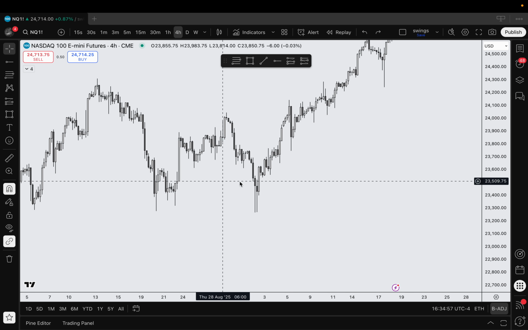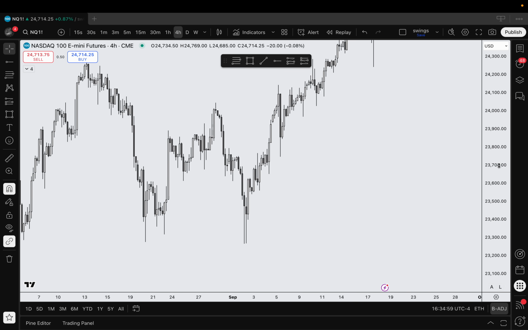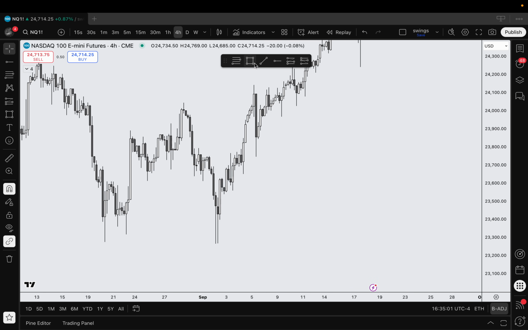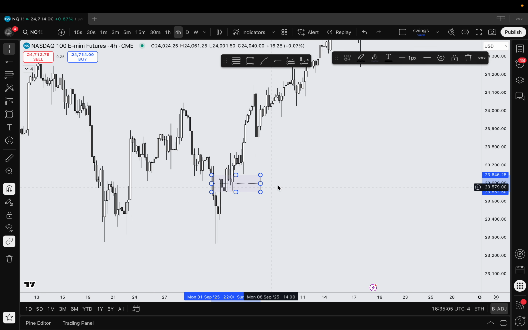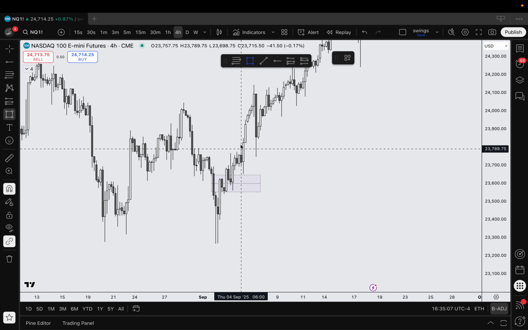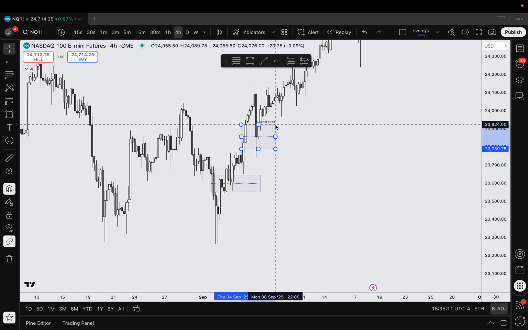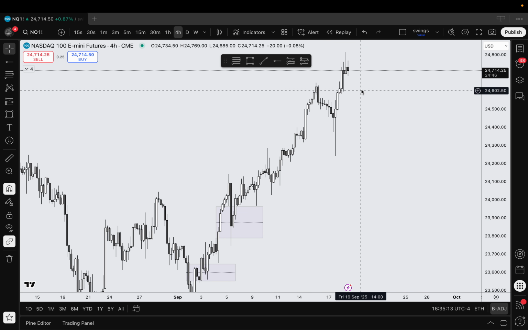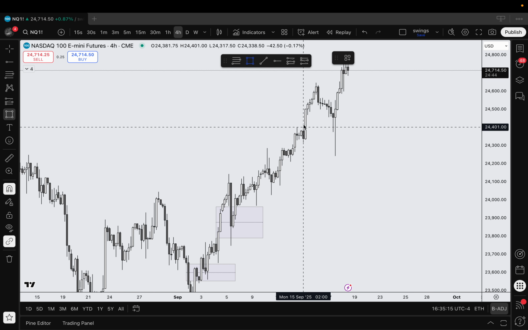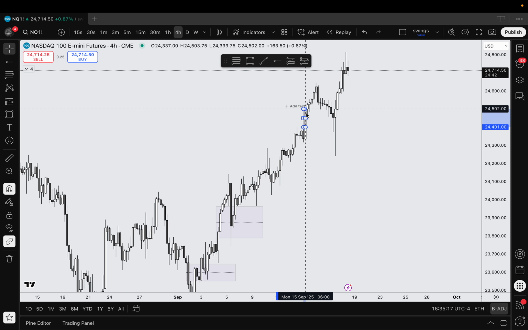And then our second draw is going to be imbalances. So this is an inverse fair value gap. This is a draw on liquidity. This fair value gap is a draw on liquidity. All of this fair value gap is a draw on liquidity.